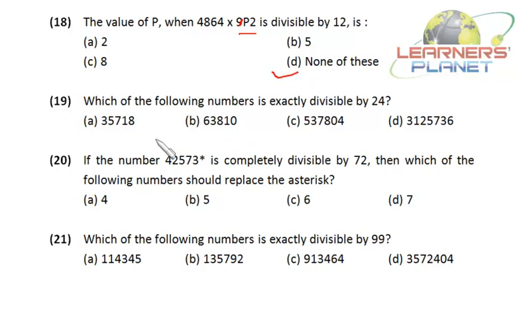Okay, now let's see which of the following numbers is exactly divisible by 24. Now what is the divisibility test of 24? That is, the number should be divisible by both 8 and 3. Let's begin to check the options. 3, 5, 7, 1, 8. If we see the last two digits, this 18 is not divisible by even 4. So it cannot be divisible by 8. Similarly, in this case, 10 cannot be divisible by even 4, so it won't be divisible by 8.